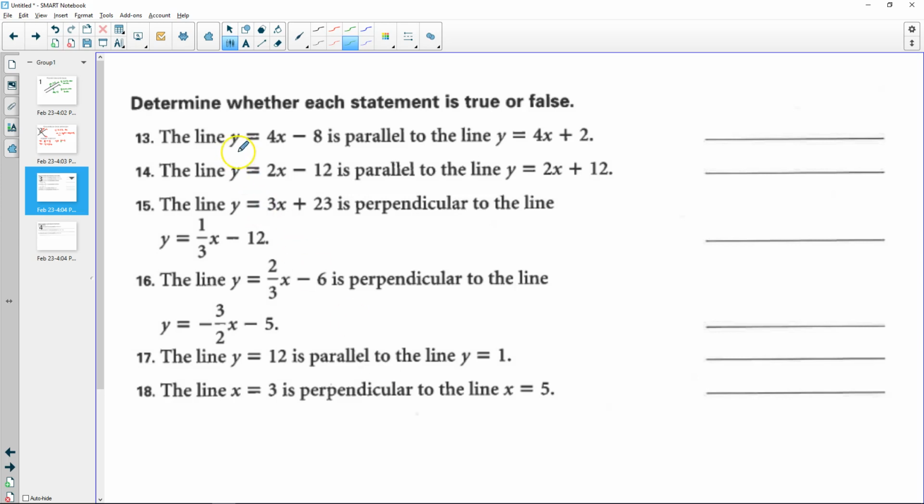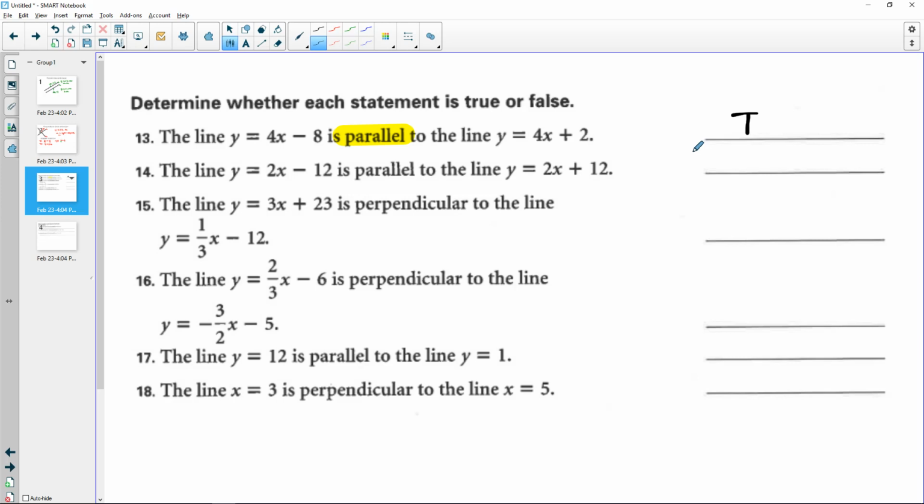The line y is equal to 4x minus 8 is parallel to the line y is equal to 4x plus 2. Is it true or false? So we have to think about it: they're parallel, that means the slope has to be the same. So we look at our equation, and thankfully this is in slope-intercept form. My slope has to be 4 for the first equation. The slope is going to be 4 for the second equation. So the answer is true. They have the same slope, therefore they are going to be parallel.